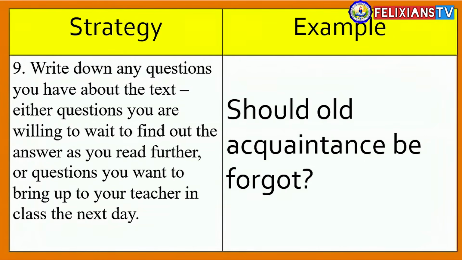Number 9. Write down any questions you have about the text. Either questions you are willing to wait to find out the answer as you read further, or questions you want to bring up to your teacher in the class the next day. For example, "Should old acquaintance be forgot?" What could be your question here? Why "forgot" and not "forgotten"? So this talks about a grammatical question. Isn't it? When we use "be," it must be followed by the past participle form of the verb. So this one, you may ask this to your teacher the next day.